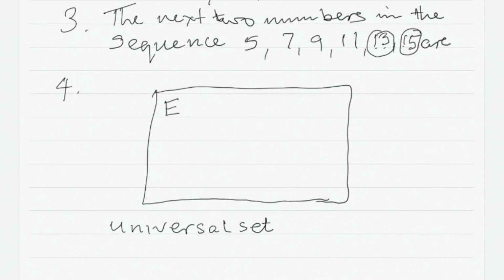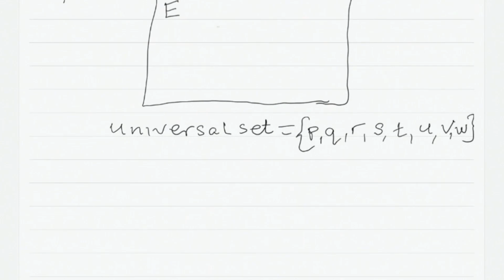The universal set stands for all the elements that are found in A and B and that which are not part of A and B. So if we have to find that universal set, we shall find that it is P, Q, R, S, T, U, V, and W. That is the universal set, according to the way this set has been put here.